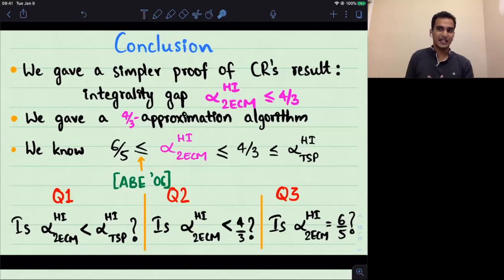This naturally leads to the following three questions in increasing level of difficulty. The first is, are the integrality gaps for TSP and 2ECM, is there a gap between these two numbers? The second question is, is the integrality gap of 2ECM for half integral instances strictly bounded away from 4/3? And the hardest of questions is, is the integrality gap of 2ECM on half integral instances exactly 6/5?